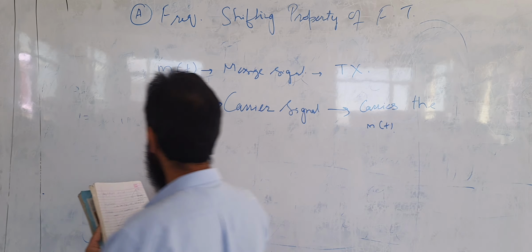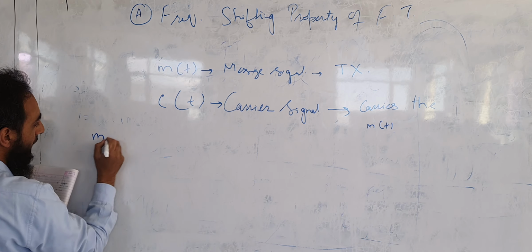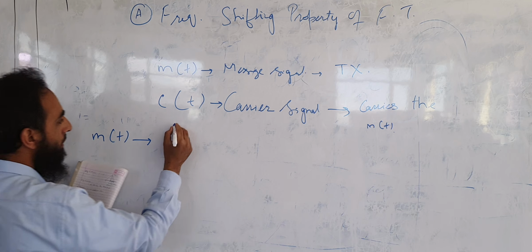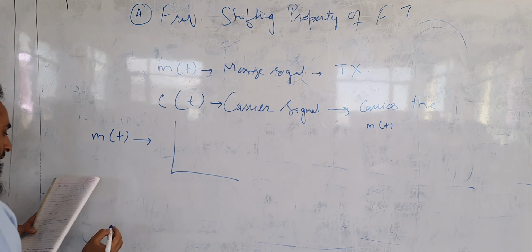Now let me assume that my M of t is given as this. Okay, my M of t is given as a signal.